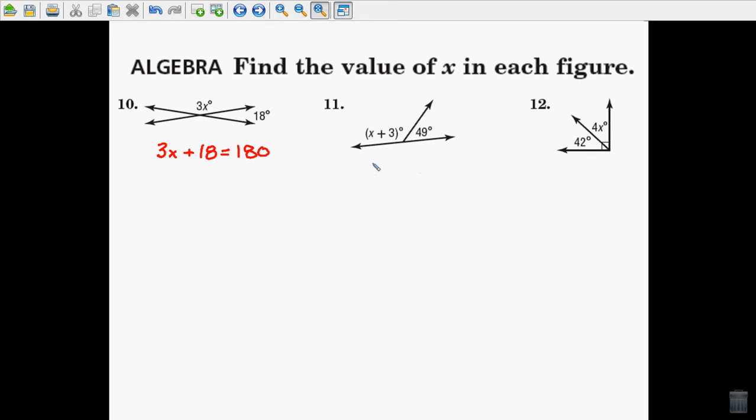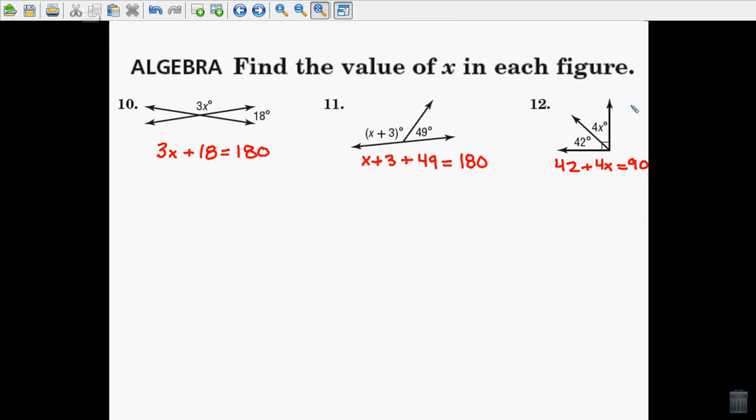Let's also build number 11 so that we can see the concept of how we're creating these problems. Number 11, we've got x plus 3 for one of my expressions, plus 49 degrees. And again, because they make a straight angle, we're going to put that all together to make 180 degrees. And finally, with number 12, we can see that we've got a right angle here measuring 90 degrees, and that the two angles inside of it are 42 and 4x. So 42 plus 4x equals 90. That will allow us to solve for x.